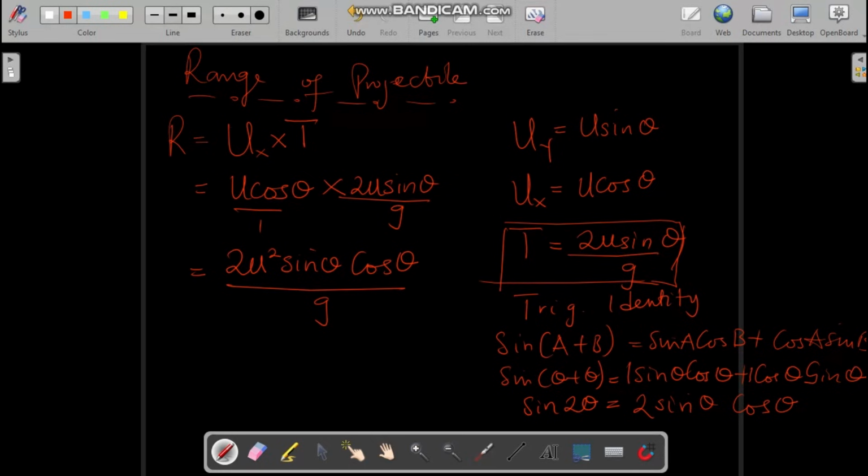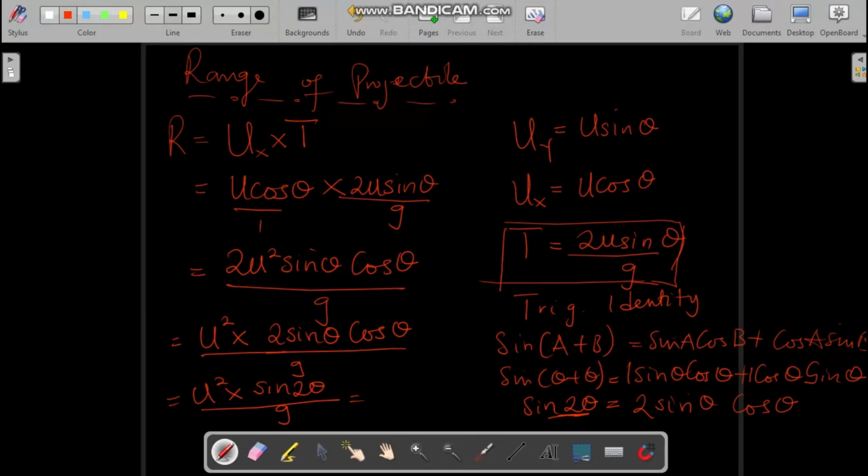So I can rewrite this as u squared times 2 sine theta cos theta over g, and that becomes u squared times, instead of writing 2 sine theta cos theta, I can have it replaced with sine 2 theta. So this can be sine 2 theta over g, which gives me u squared sine 2 theta over g, and this is the proof for the range of a projectile.